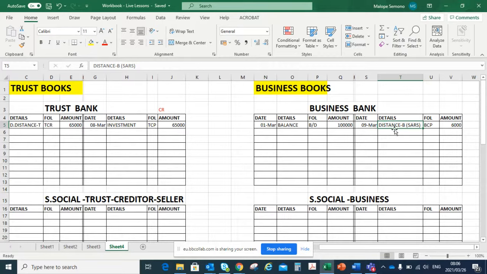But for me, I like writing D distance in brackets SARS, because by the time I transfer, everything is going to be easy for me. But when I put SARS only, by the time I have to apply the double entry system, it's going to be difficult for me, because sometimes I will end up opening SARS by mistake. Can you see now? So the main account here is distance B, distance business, because it means distance owes me that 6,000. So at the same time, I must go to distance under his account on the debit side.